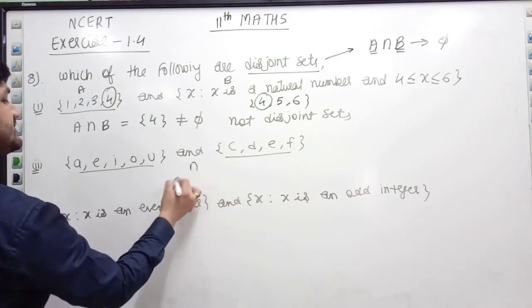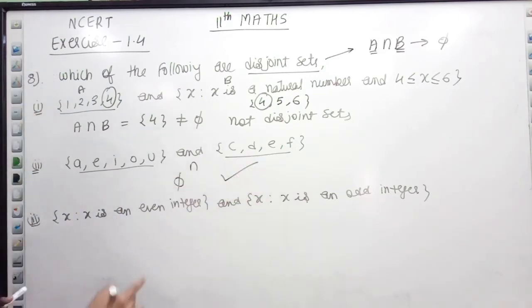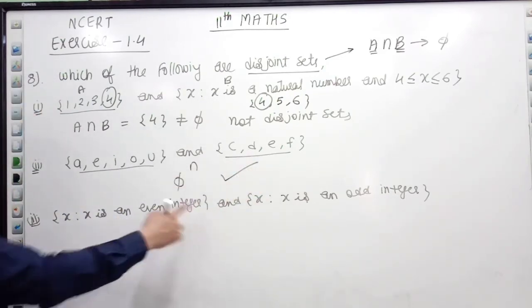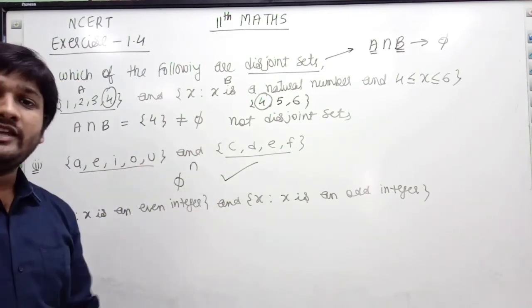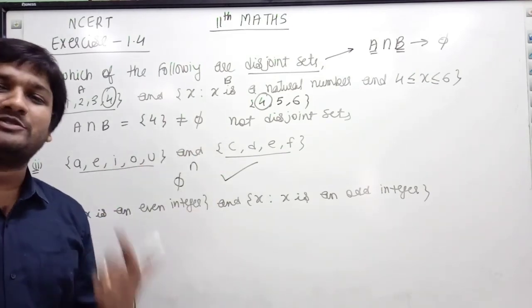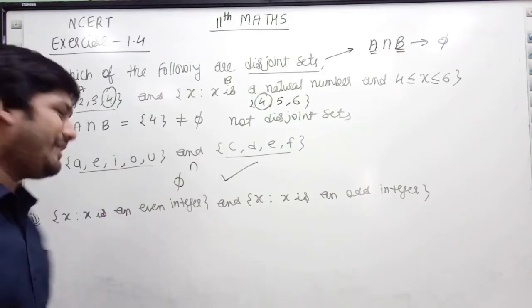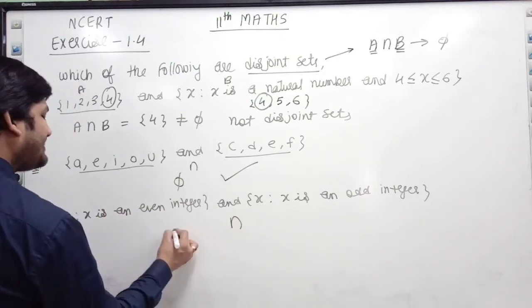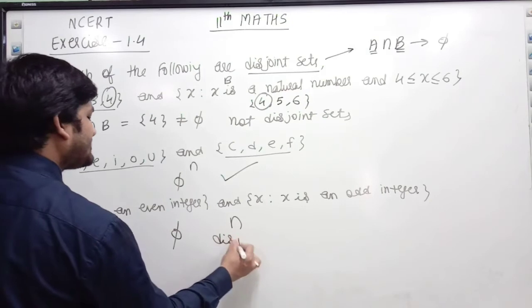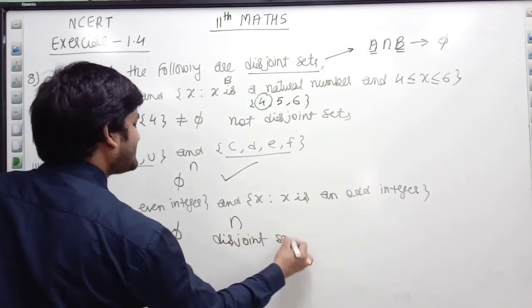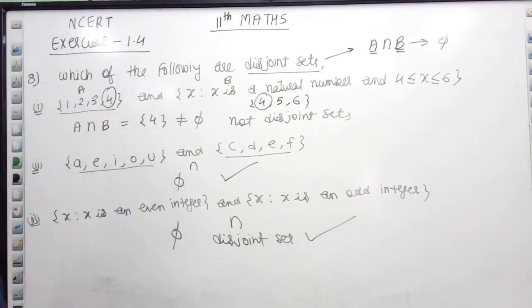Now next, anything common? You say intersection is phi means it is a disjoint set. Third, x is an even, x is an odd. Even number और odd number में कुछ common हो सकता है क्या? Nothing can be common. So we'll say their intersection is again phi. So we can say disjoint set.